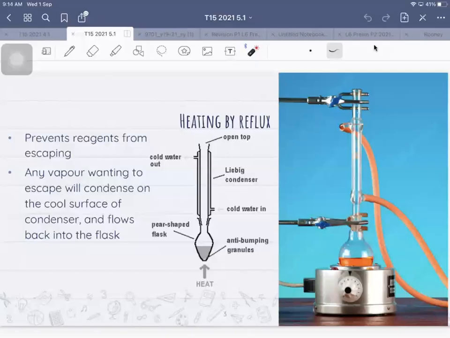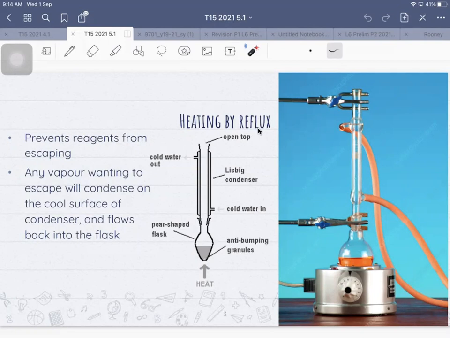Last lesson, we were looking at the reflux setup. Okay, so the reflux setup is where you have your Liebig condenser placed vertically. The reason why we use reflux setup is especially important or useful for reactions with volatile compounds in it, whether the reactants are volatile or the products are volatile.